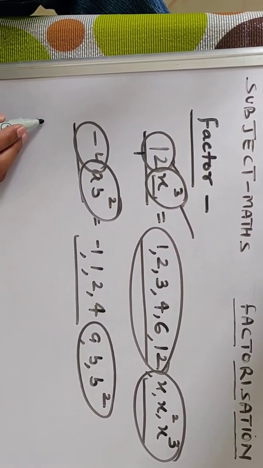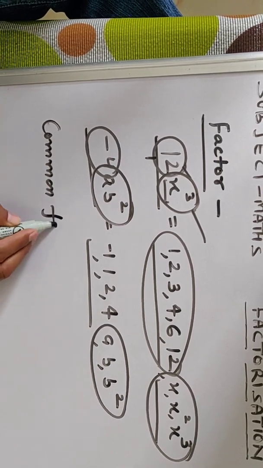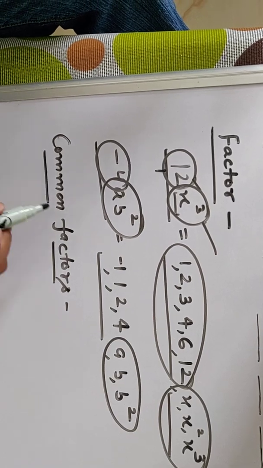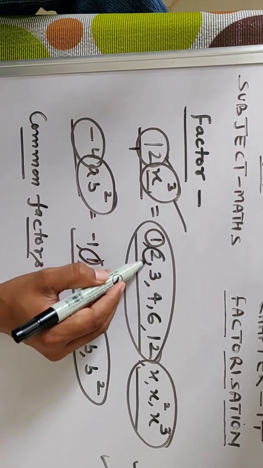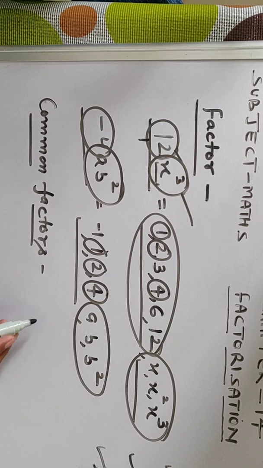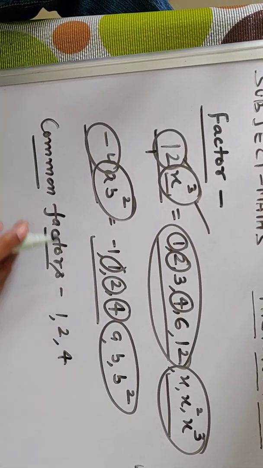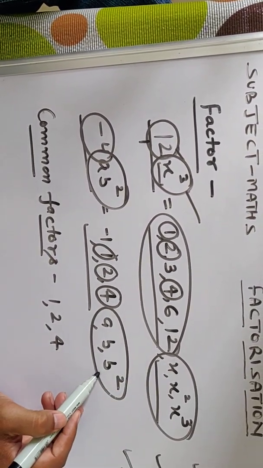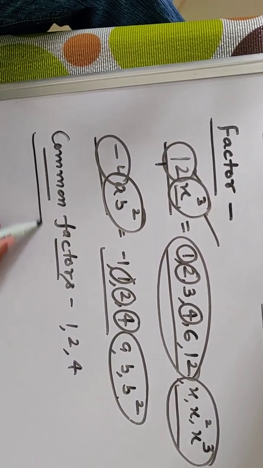Now how to find the common factors? Take the two above examples. In this one, 1 is common, 2 is also common and 4 is also common. So what are the common factors? 1, 2 and 4 in case of numbers. And in case of variable, nothing is common, so there is no common factor in the variable part. So these are the common factors.